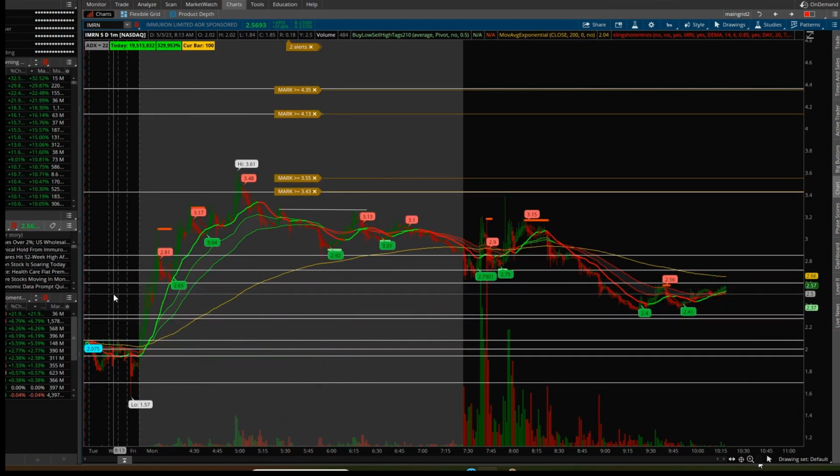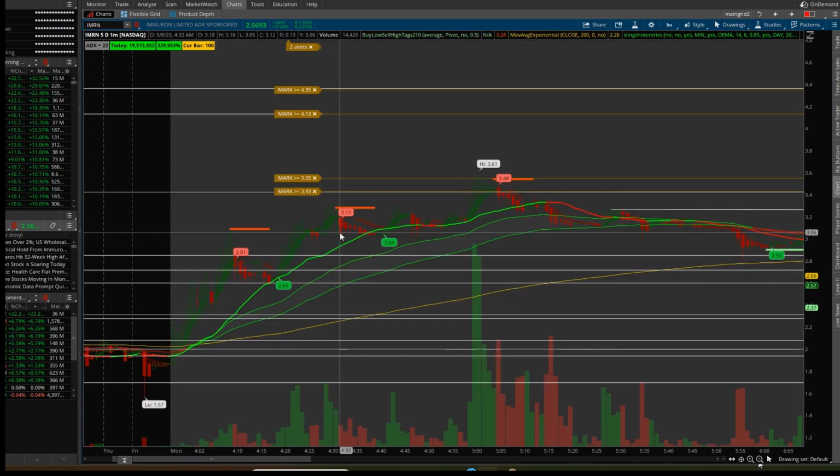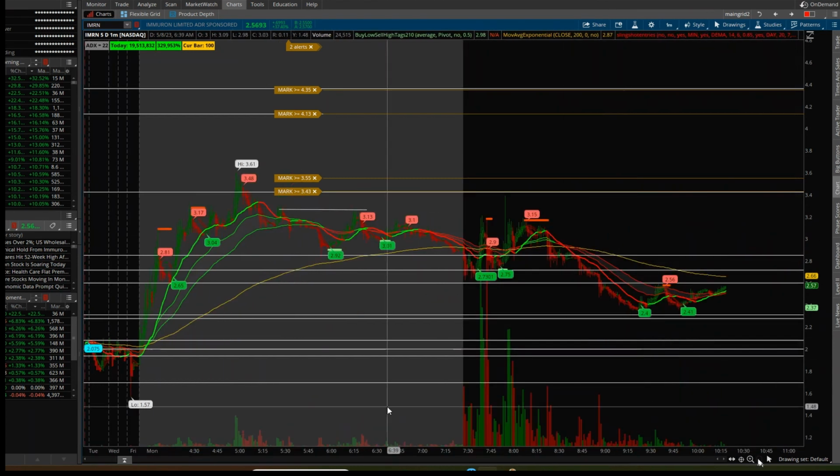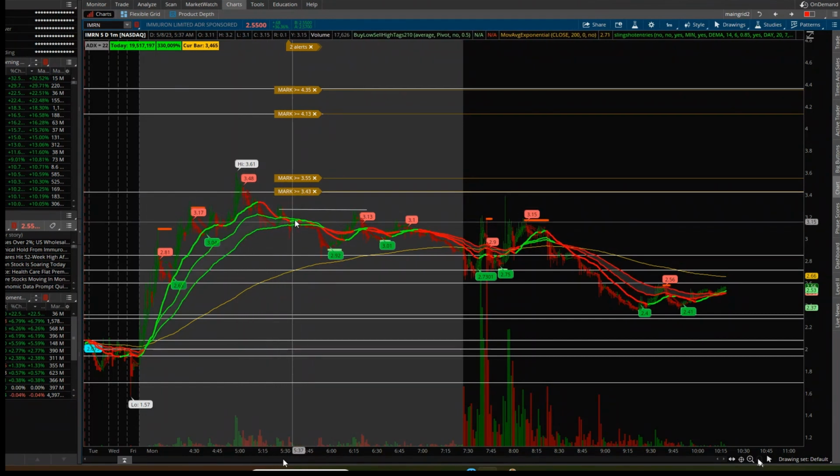So this one is IMRN, and I posted this around 5:30 this morning, and that was right in this range. Let me zoom out so you can look at what it was doing at 5:30. First thing I want to mention is, yes, it did hit a target here, and it was coming down into the moving average zone.